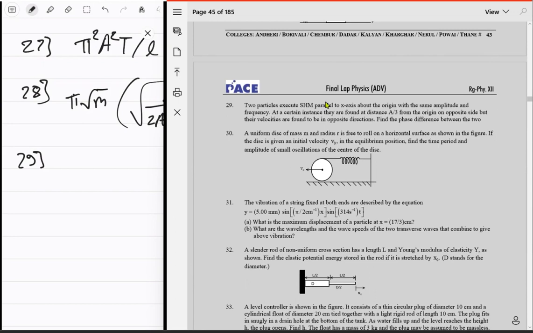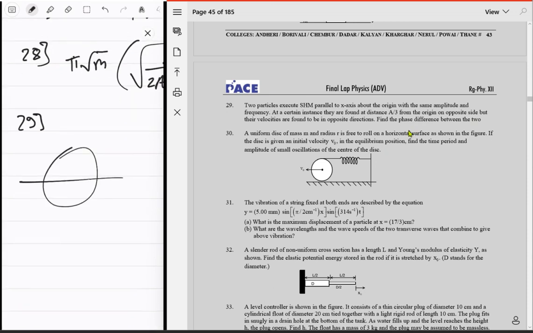Two particles execute SHM parallel to x axis about the origin with the same amplitude and frequency. At a certain instant they are found at distance a upon 3 from the origin. Amplitude is given the same, frequency is given the same, so just the phase difference is what matters. They are found at distance a upon 3 from origin and on opposite sides, but the velocity is found to be in opposite directions. So they are on opposite sides, with opposite directions, at distance a upon 3.